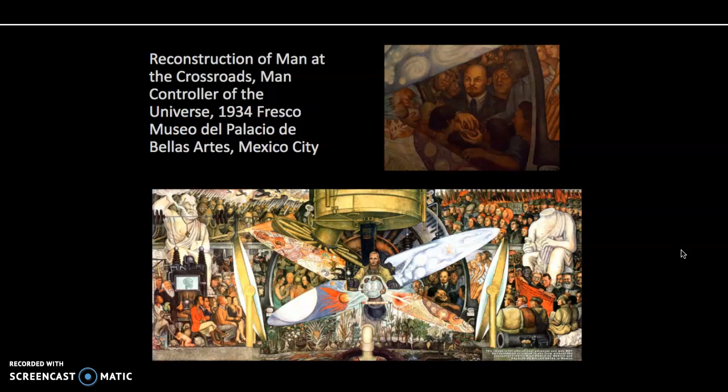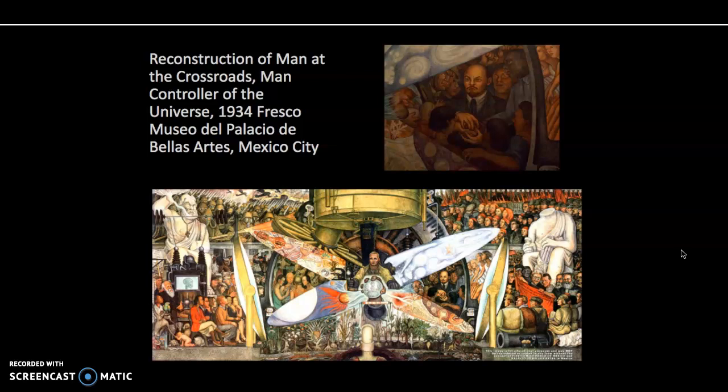But let's take a look. So, spoiler alert, it was never finished at the RCA building, but instead, after work was halted there, for reasons I'll explain later, he completes the mural at the Palacio de Bellas Artes in Mexico City at the request of the government there. So what was so problematic? Why did the Rockefellers not approve of this image?